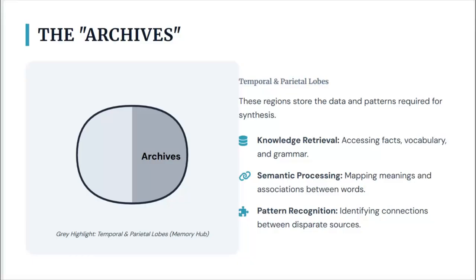Knowledge retrieval is important. You have to figure out how to access the facts, vocabulary, grammar, and then there's also semantic processing. This is basically where you map meanings and associations between words. This is pattern recognition, identifying connections between disparate sources, but then also patterns with similar and related sources that don't have much semantic distance.